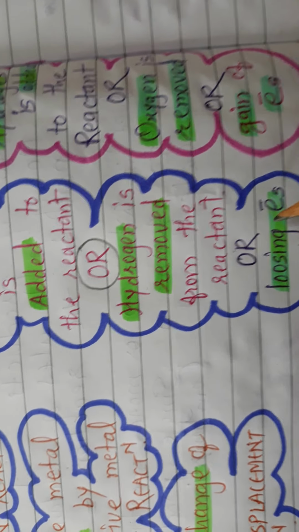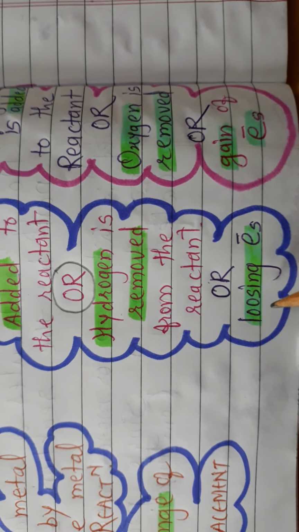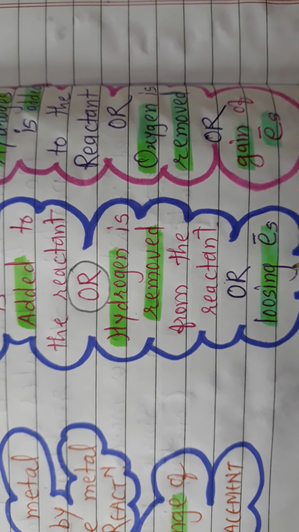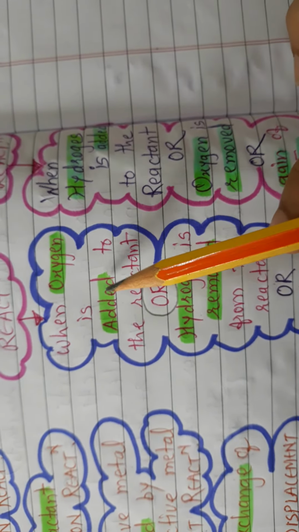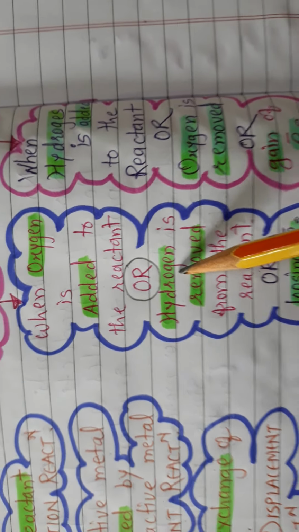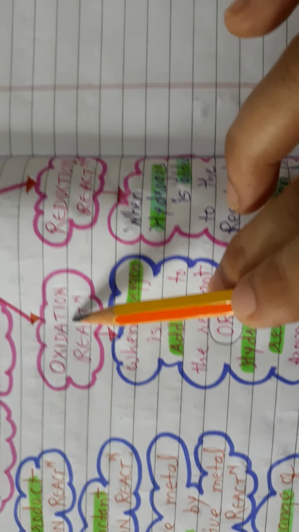Or in terms of electrons, it can be defined as when electrons are lost, then that process is an oxidation reaction. So oxidation is when oxygen is added or hydrogen is removed or electrons are lost. That reaction is an oxidation reaction.